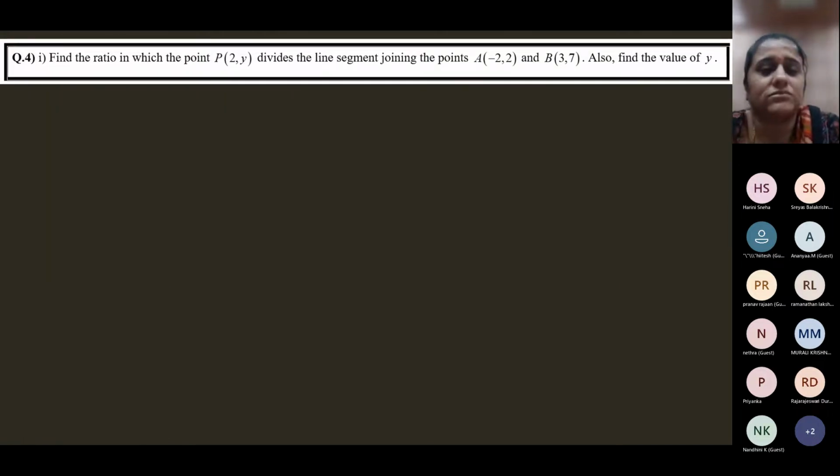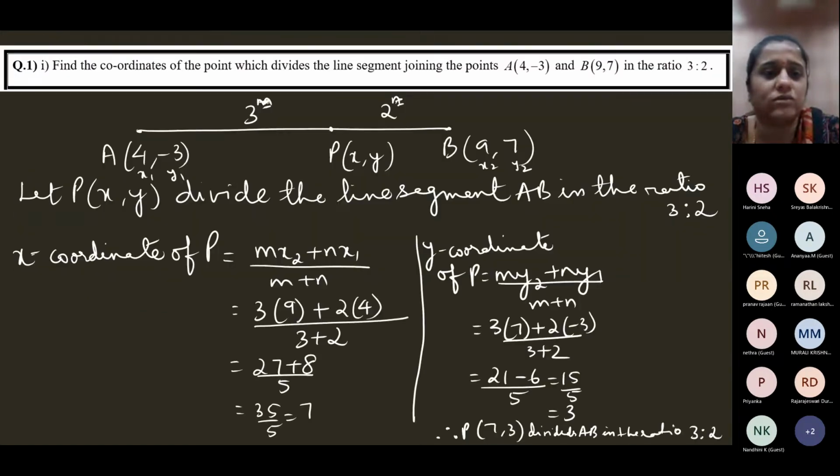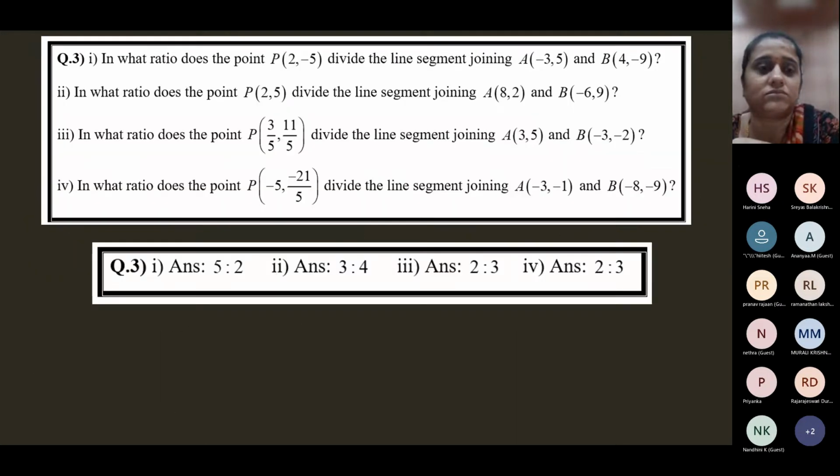So there's the fourth one. I think 1 and 2 I showed you the homework. 1 I showed you, 2 I don't remember. See here. These are questions based on trisection, finding the points of trisection. You can take a screenshot. You have the final answers below. You can practice with these questions. This is for what we just did, finding the ratio.